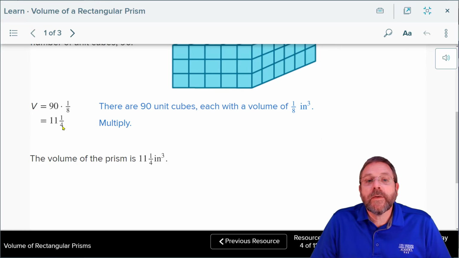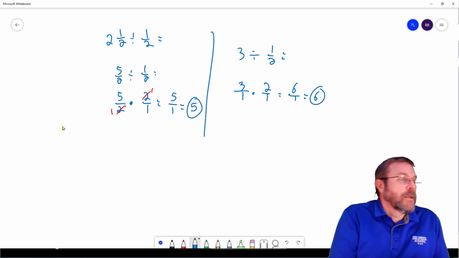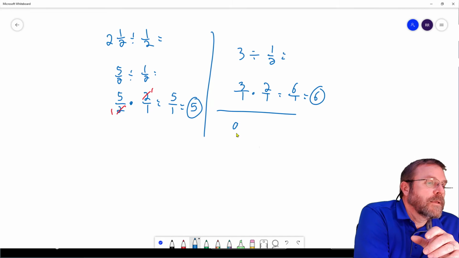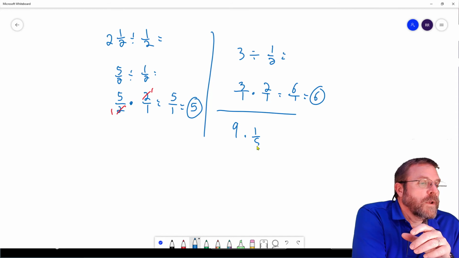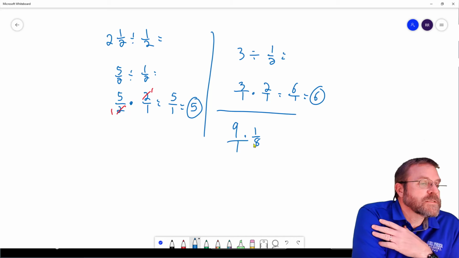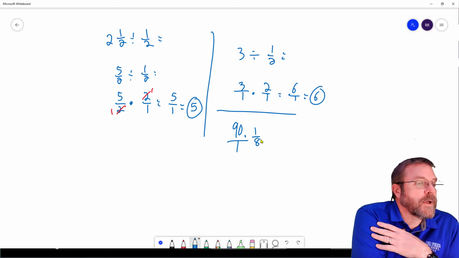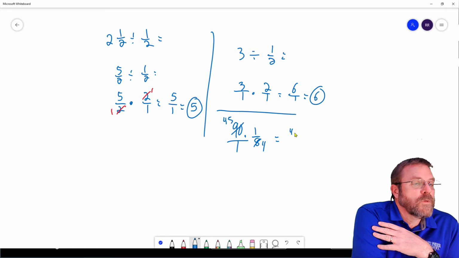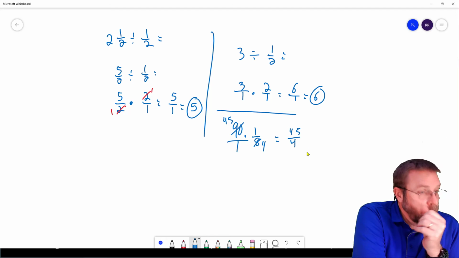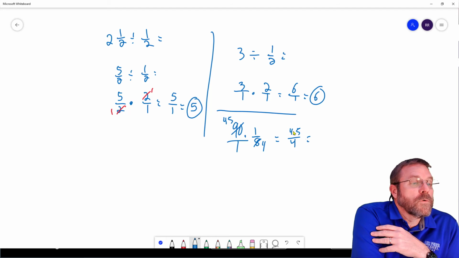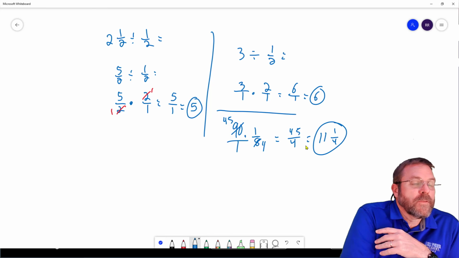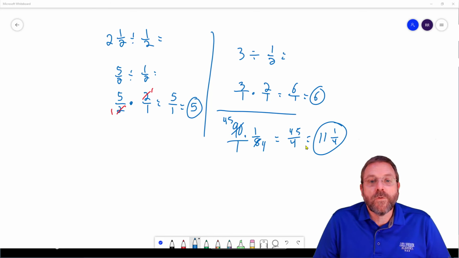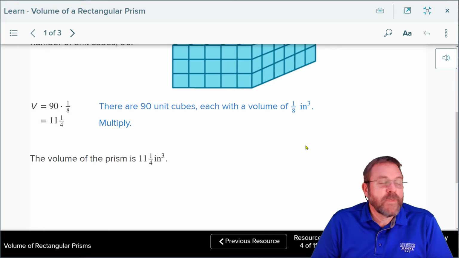And I'll go ahead and show you how they did that. They took 90 times the 1/8. Simplify. 2 goes into 8 4 times. 2 goes into 90 45 times. That's going to end up giving us 45/4, also known as 4 goes into 45 11 times with 1 left over. And that's where they came up with the 11 1/4 for the final volume of that shape.